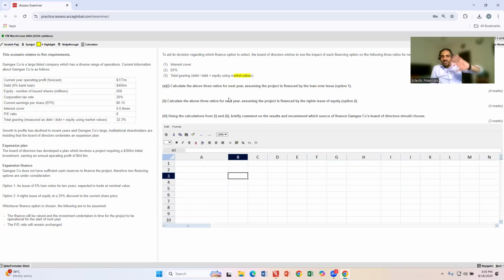A1 requirement: calculate the above ratios, assuming the project is financed by debt, loan notes, option 1. Calculate the above ratios for the next year, assuming the project is financed by equity, option 2. It's a very common question the examiner examines, with the same aspects, based on past papers. Using the calculations from 1 and 2, briefly comment on the result and recommend which source of finance the Gemgee company board of directors should consider. That is 3 marks for commenting.